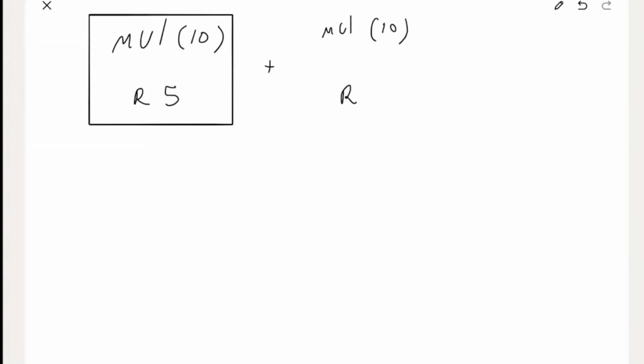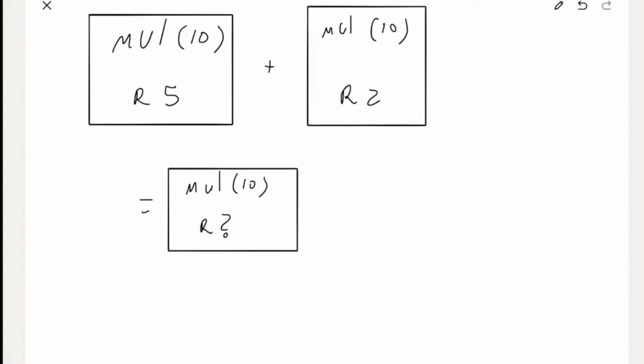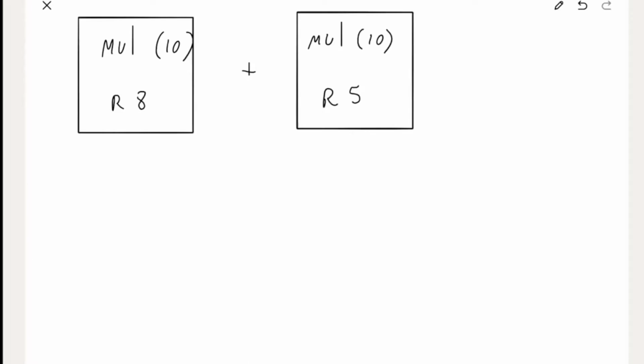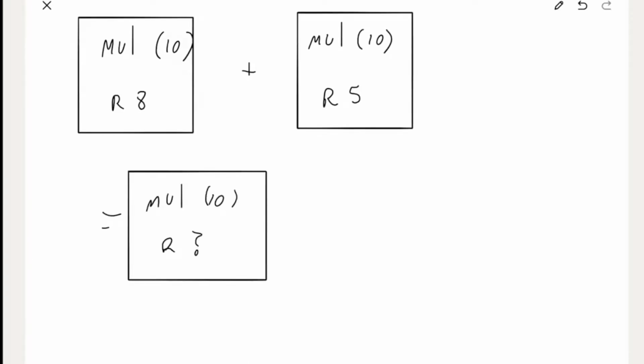That's correct. Multiple of 10, remainder 5, plus multiple of 10, remainder 2, will give you a multiple of 10 with what remainder? Is this at all easier, or do you feel like divisibility by 10 is easier to think about than divisibility by 17? You don't see a difference. All right, you might, though, with this next question. Multiple of 10, remainder 8, plus multiple of 10, remainder 5, equals multiple of 10 with what remainder? Do you think that it would be harder with divisibility by 17?